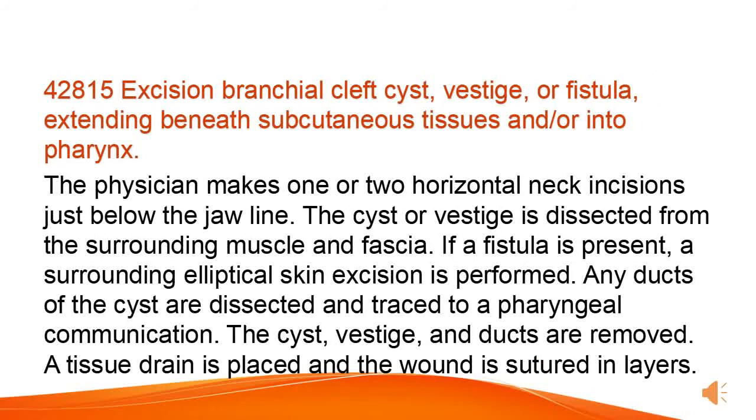Excision branchial cleft cyst, vestige, or fistula, extending beneath subcutaneous tissues and/or into pharynx. The physician makes 1 or 2 horizontal neck incisions just below the jawline. The cyst or vestige is dissected from the surrounding muscle and fascia. If a fistula is present, a surrounding elliptical skin excision is performed. Any ducts of the cyst are dissected and traced to a pharyngeal communication. The cyst, vestige, and ducts are removed. A tissue drain is placed and the wound is sutured in layers.